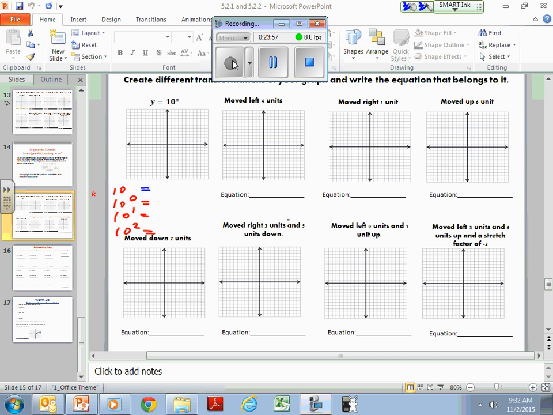Anybody know what 10 to the 0 power equals? 1. Thank you. Anything to the 0 power equals 1. 10 to the 1 power? 10 to the second power? 100. For base 10, to know what the answer is, the exponent tells you how many zeros will follow the 1 in the answer. So 10 to the 1 power, oh, there's 1 zero. 10 to the 2 power, oh, there are 2 zeros. 10 to the 0 power, oh, there are no zeros. And then 10 to the negative 1 power.